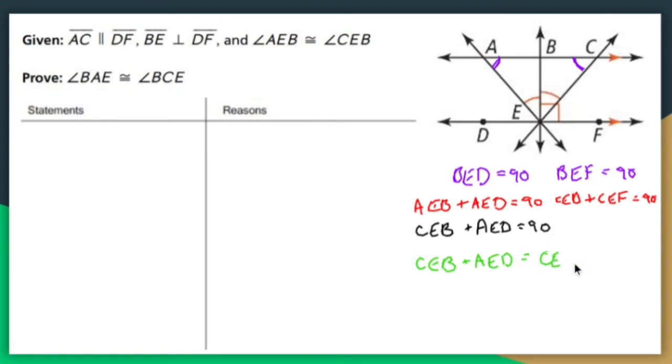So CEB plus CEF. Now, since CEB is on the left and the right, I can subtract that out and end up with AED equals CEF. This is terrific news because AED is this angle right here, which is congruent to BAE.